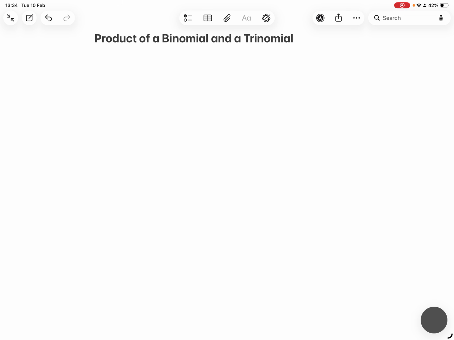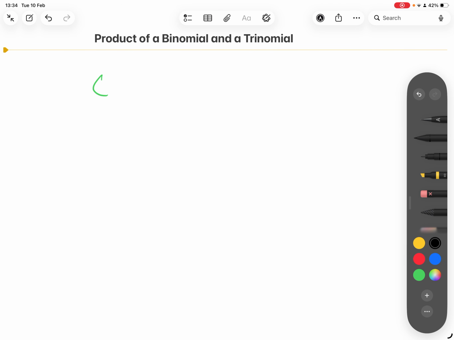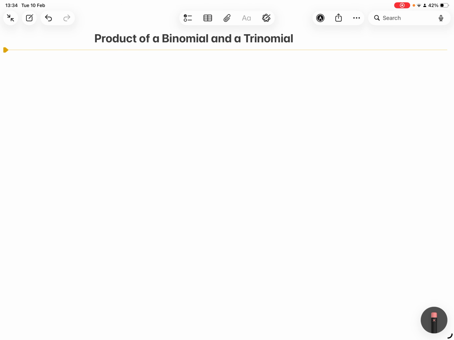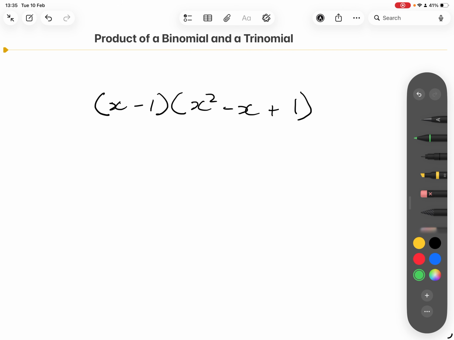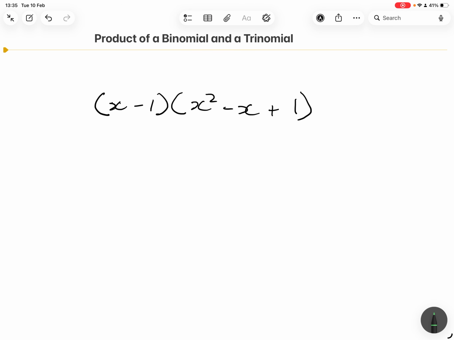Now, we've already spoken about the FOIL method when it comes to binomials, right? So if we are multiplying a binomial with another binomial, right? But what happens when you've got a trinomial with a binomial? So first of all, let's take an example. So if I had something like x minus 1 into x squared minus x plus 1, how would I go about multiplying this out? So firstly, what we are going to do is use our distributive law.